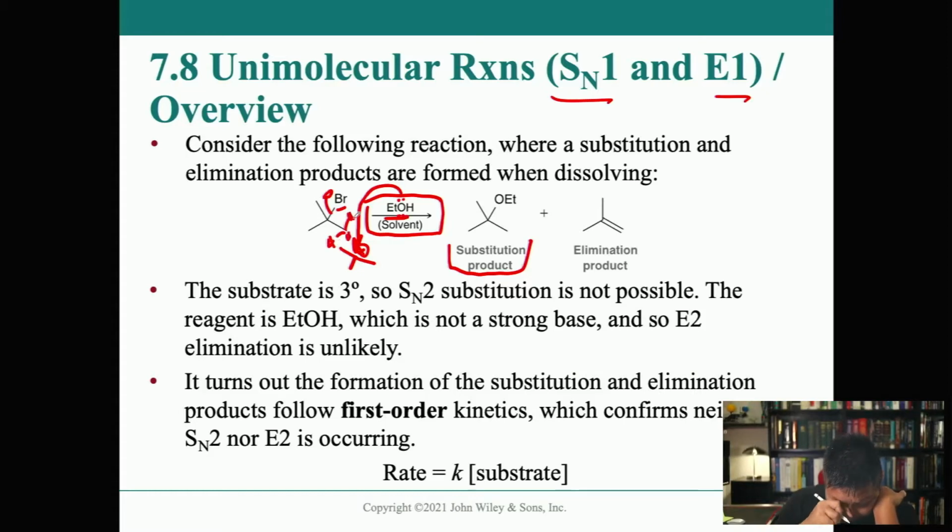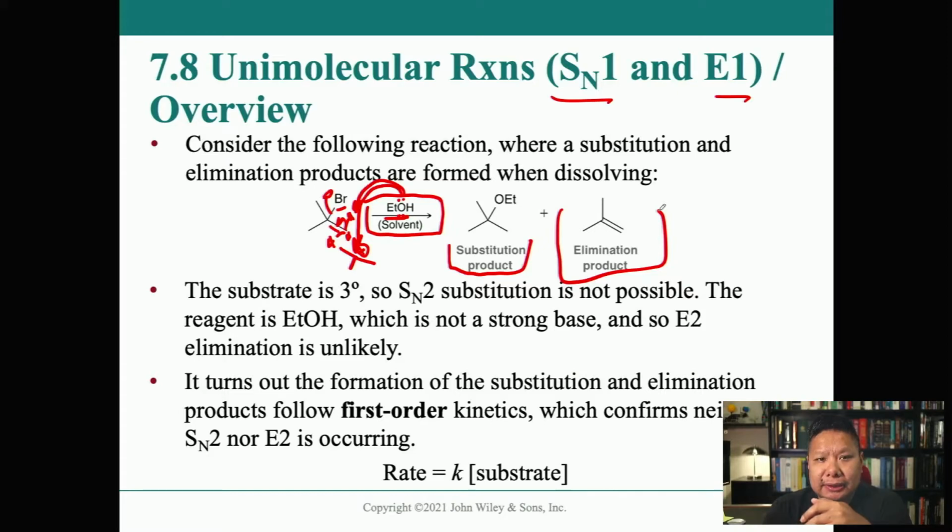Pull off a proton, and then that bond comes down. It makes a double bond, right? Filling in the carbocation, and that's how you get the elimination product, right? So we'll go through that in much more detail in just a second, but let's just keep on track here.